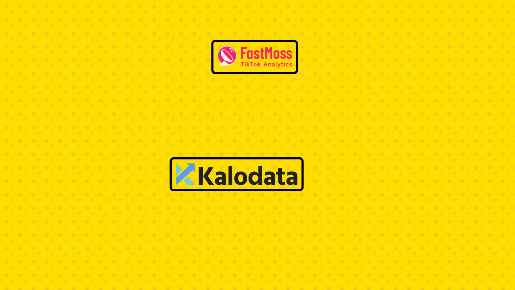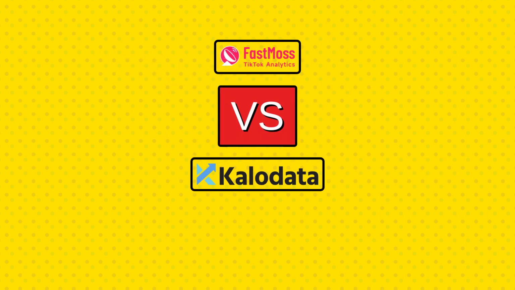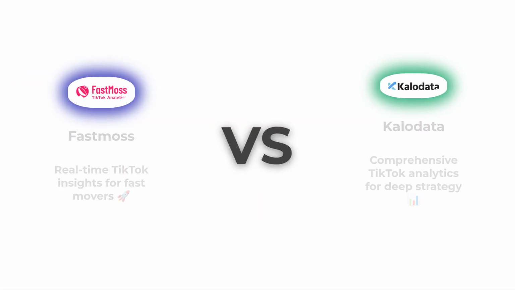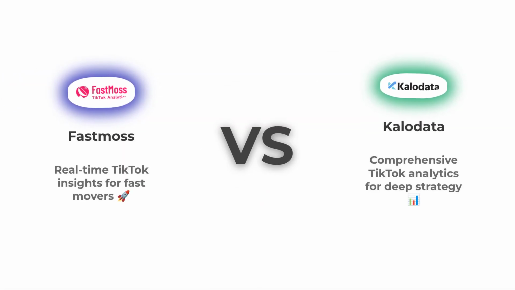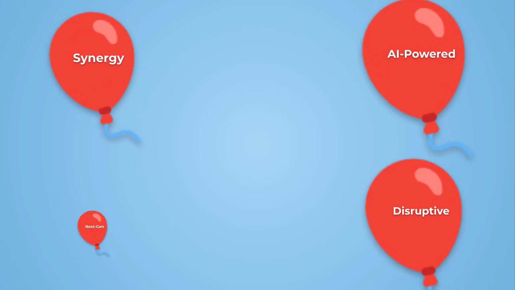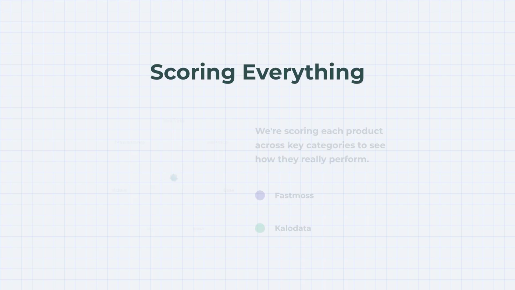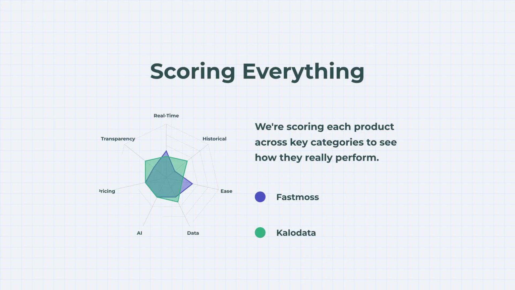Two rising contenders in the data world, FastMoss and Kalodata, both promise blazing speed and smarter analytics. But which one really delivers? On the left, FastMoss, known for its rapid data integration, and on the right, Kalodata, praised for its deep analytics and flexible interface. Let's cut through the marketing and look at what actually matters. We'll break down the key features, awarding points each round, so you can see head-to-head who wins. The final verdict could surprise you.